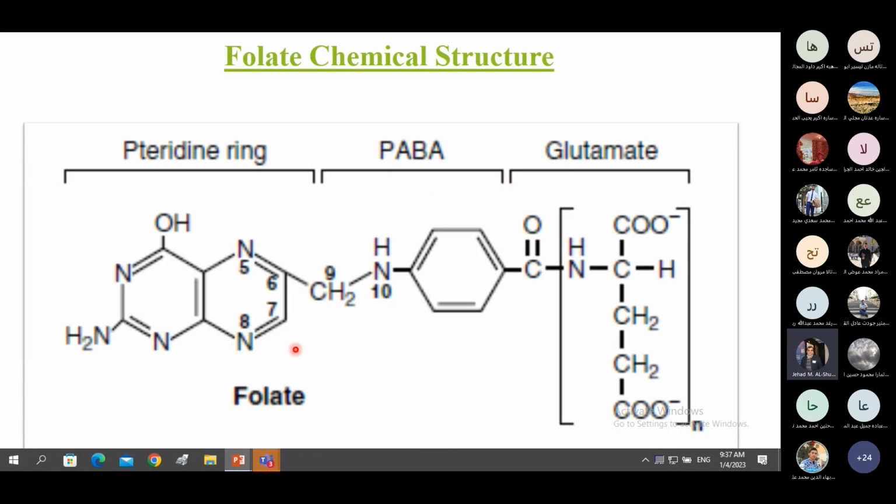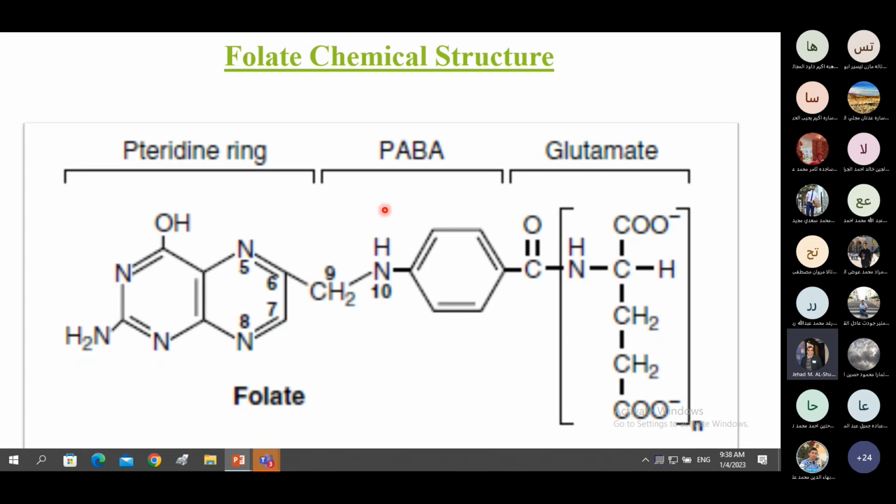This is the structure of the folate. So the folate is made up of one pyridine ring. This is the pyridine ring. It is made up of a pyrimidine ring and a pyrazine ring. Two 6-membered rings joined together. Together, what do we call them? Pyridine ring. They are fused with each other.